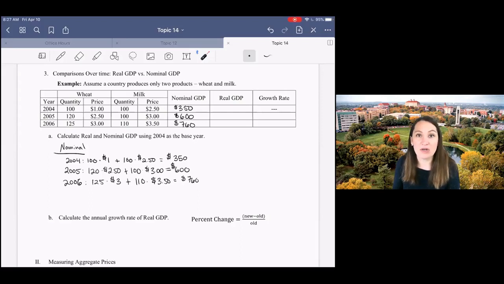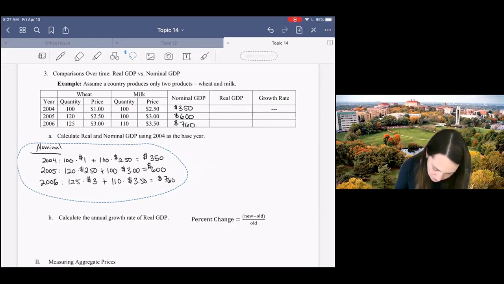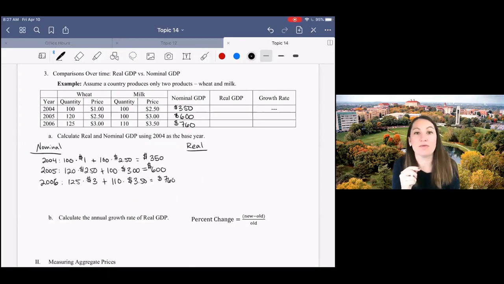What we need to do is to look at production levels holding constant prices. So that's what we're going to do when we calculate real GDP. Let me just move this over here so I have some more space. When we calculate real GDP, we're going to only use changes in production, holding constant the price level.